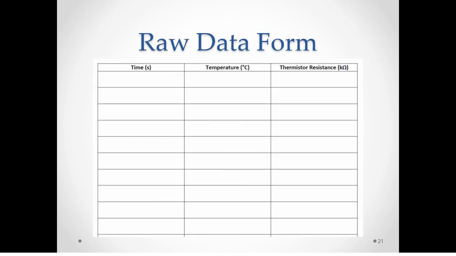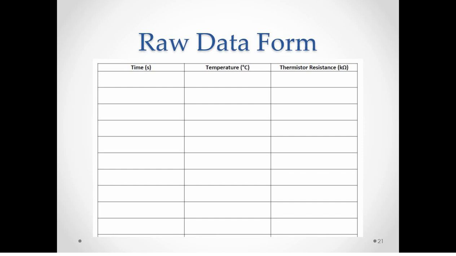Before you start the video for the experiment, you need to prepare your data collection sheet. You will collect 3 columns of data: time, temperature, and thermistor resistance. Write both the variable name and its units in the column heading. This will prevent confusion later on when you're working on your data analysis. Your form may be computer generated as shown here, or it can be completely handwritten. I've provided a copy of my blank form here as an example.